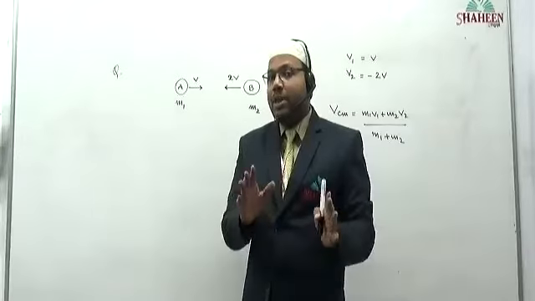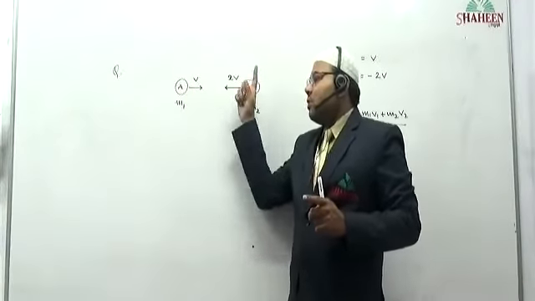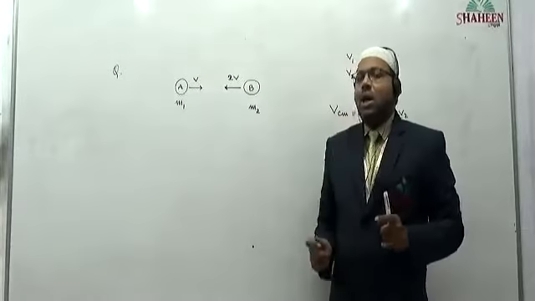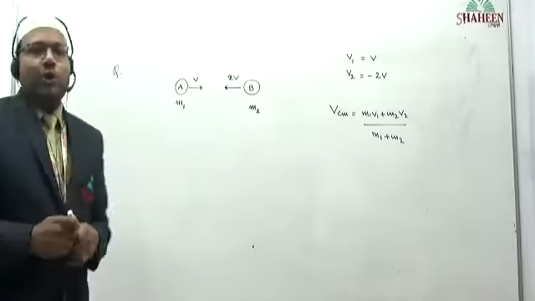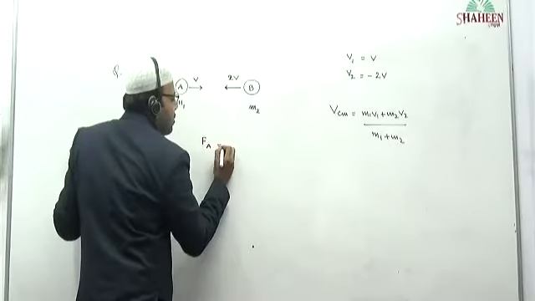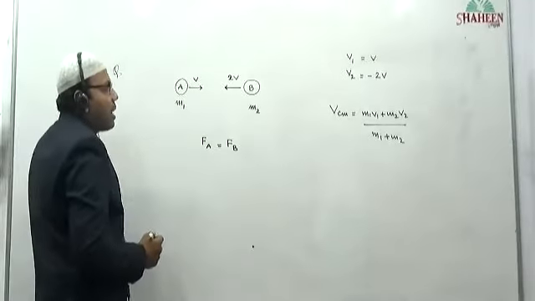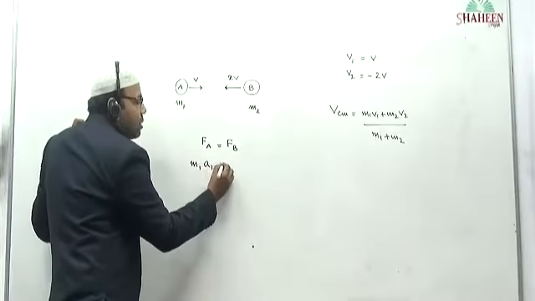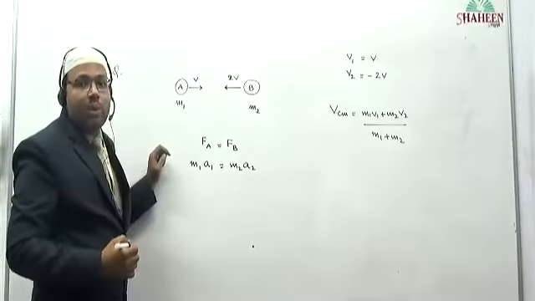I hope it is clear. Mutual force of attraction means how much force A exerts on B, the same force will be exerted by B on A. This is one thing. Attraction is there, therefore they are moving towards each other. So the forces of both are equal: FA is equal to FB. Therefore this can be written as m1 a1 is equal to m2 a2. Force F is equal to ma, Newton's second law.